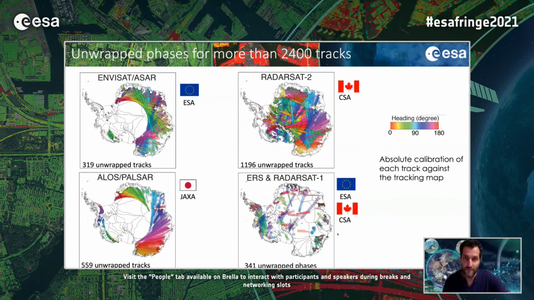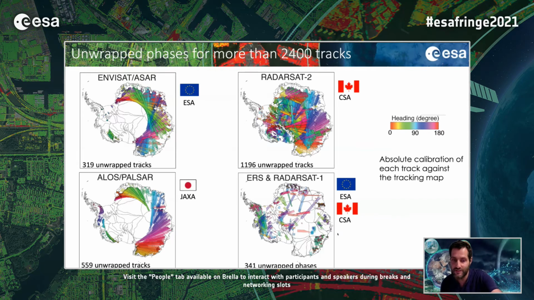And here, these are all the unwrapped phases that we use to compose this 2D map of displacement. So we use Envisat ASAR with a set of ascending and descending tracks, a large data set of RADARSAT-2 tracks that also cover the interior of Antarctica. And RADARSAT-2 also provides ascending and descending tracks. There is ALOS PALSAR at L-band that I talked about in the previous slide, that only provides ascending tracks and needs to be combined with other data, so we get another direction, another view for the displacement. And then older data from ERS and RADARSAT-1 that was used to fill some gaps, for example, in West Antarctica.